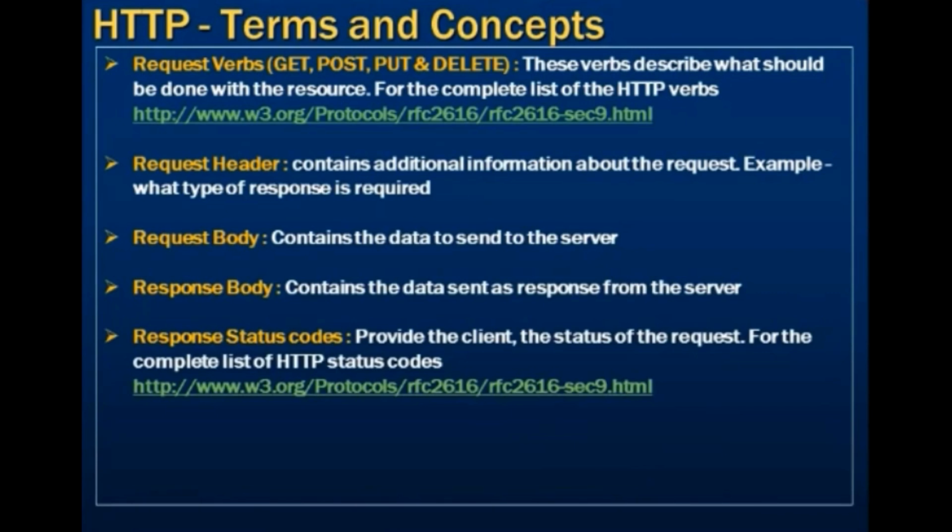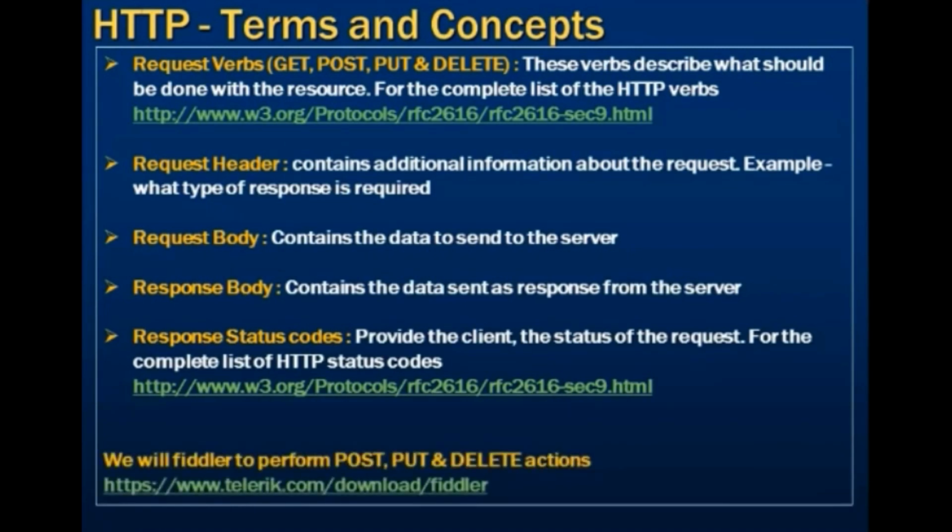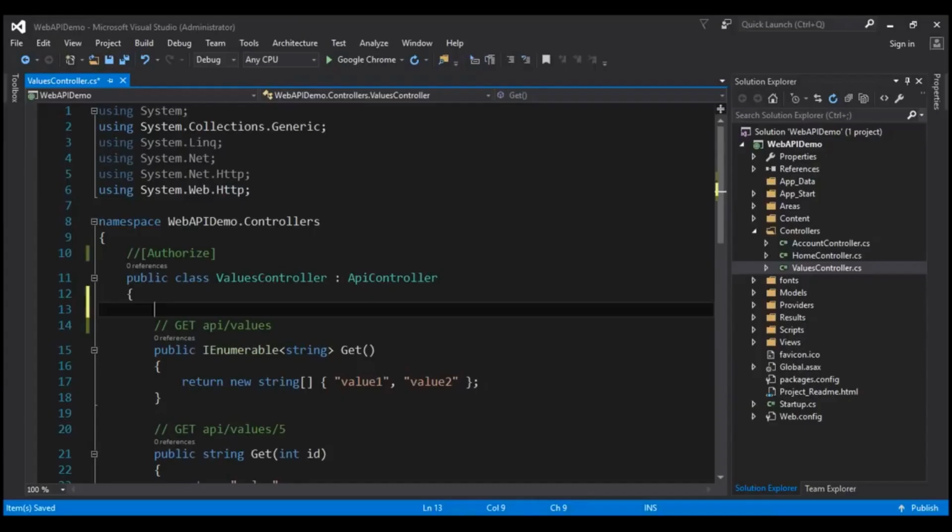Now we'll use a tool called Fiddler to perform post, put, and delete actions. You can download Fiddler from this URL right here. I've already downloaded and installed it. Now let's modify the values controller that we worked with in our previous video so that it can support post, put, and delete action.